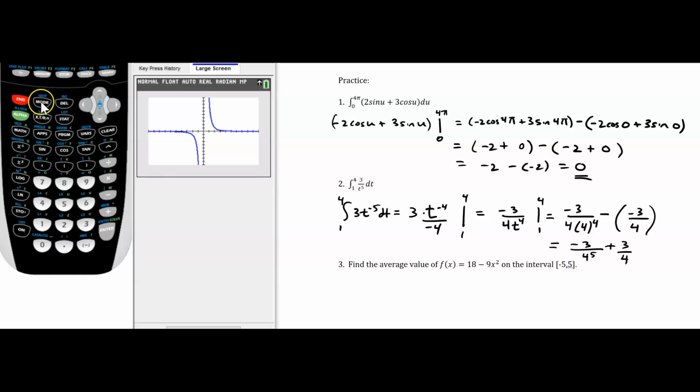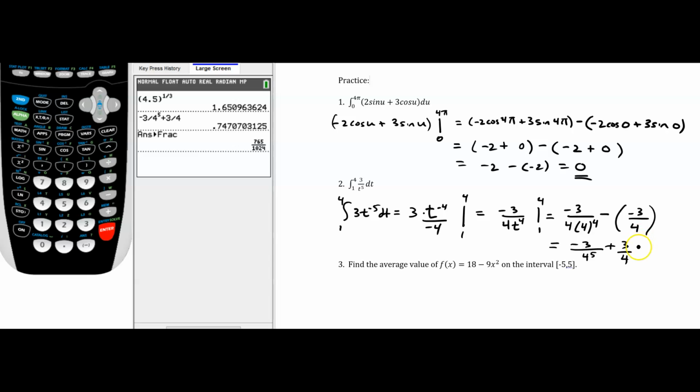You could probably put this into the calculator. Let's go over here and do that, see what we get. So we have negative 3 divided by 4 to the 5th, and then we are going to add that to 3/4, and that gives me an answer of 0.747. And if I convert that to a fraction, I get 765 over 1024. Not that you necessarily have to convert to a fraction, but sometimes it's cleaner to write it like this than it is that long decimal.